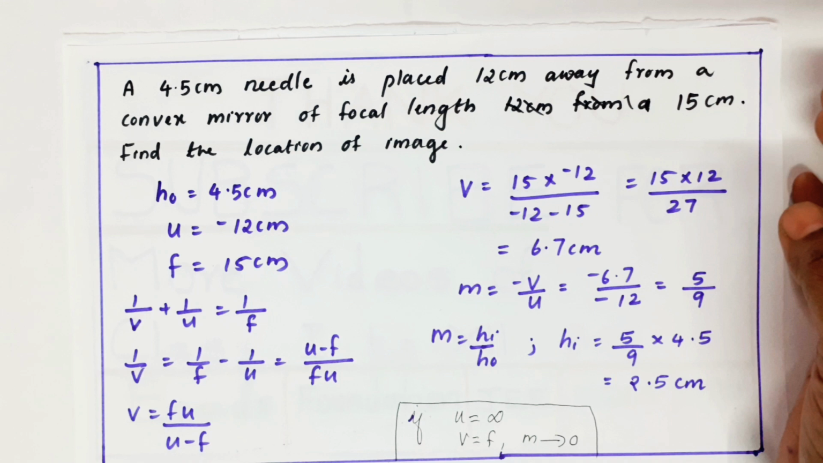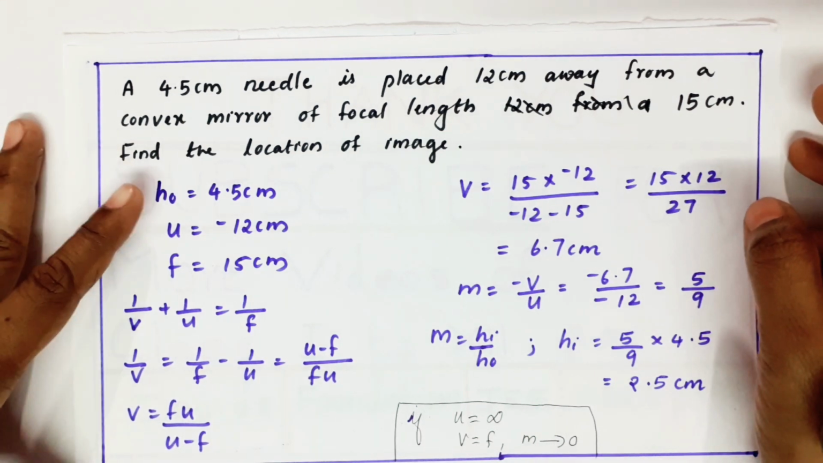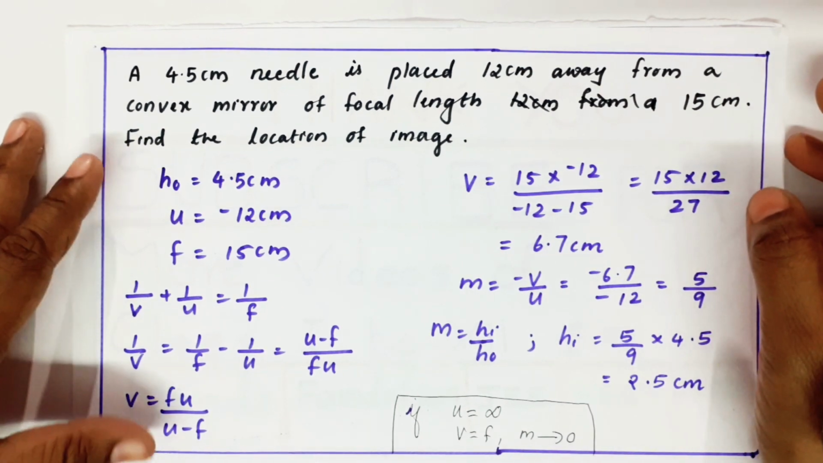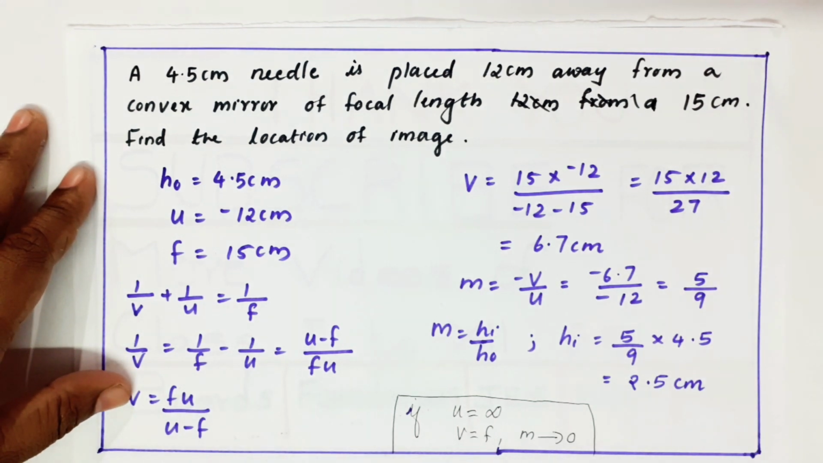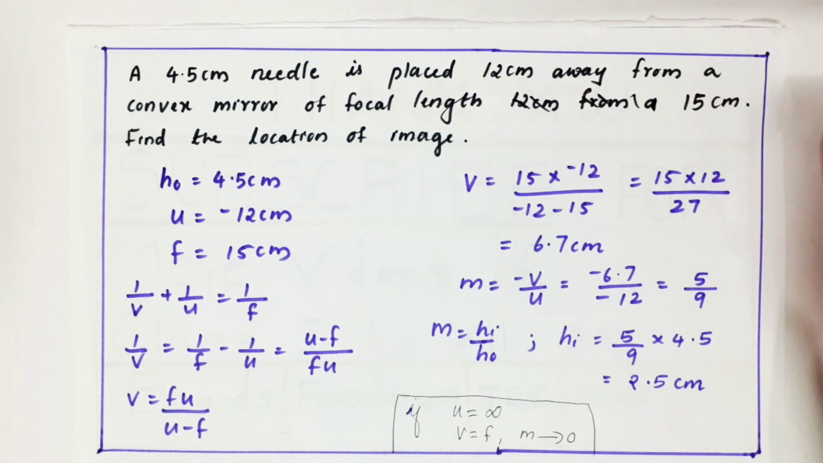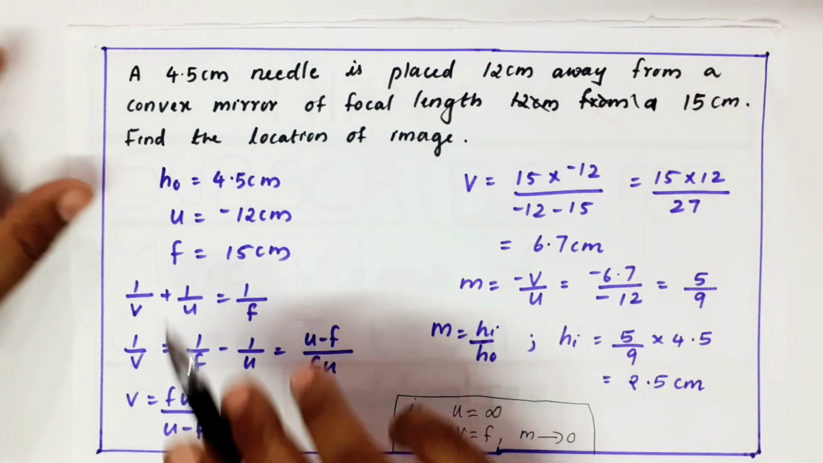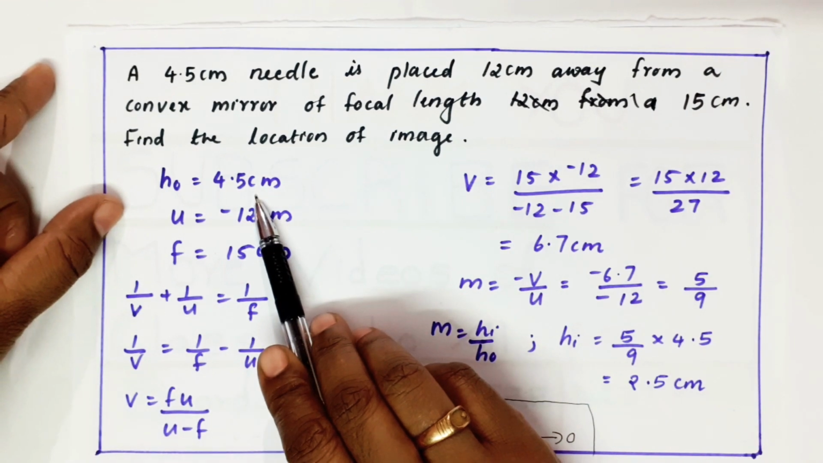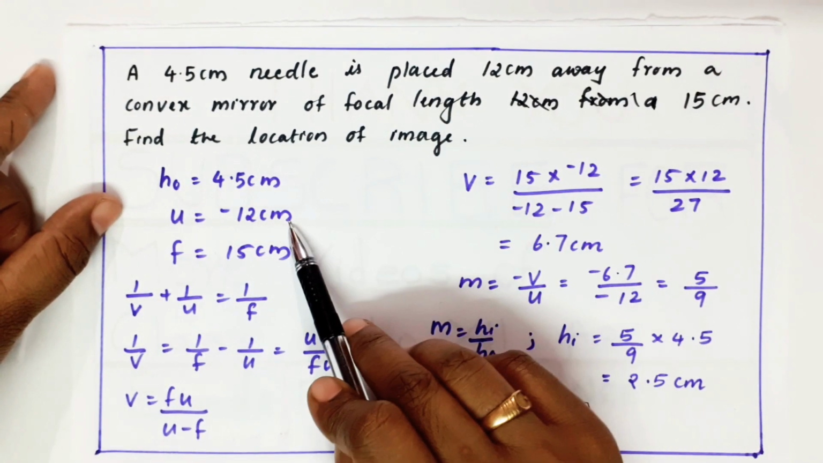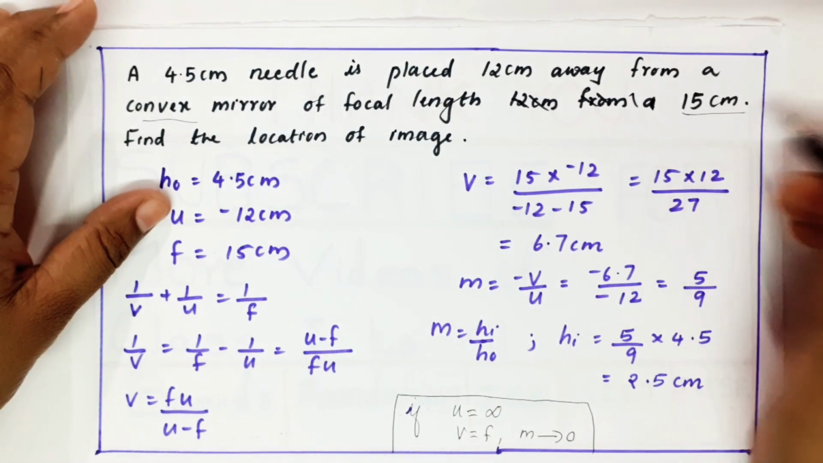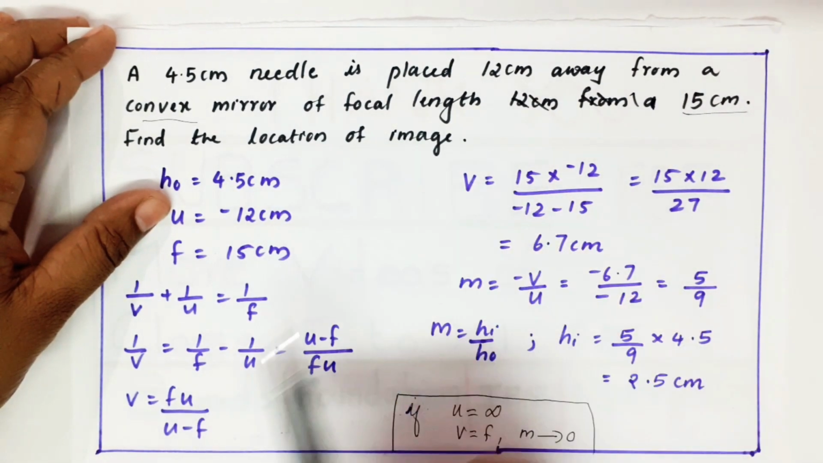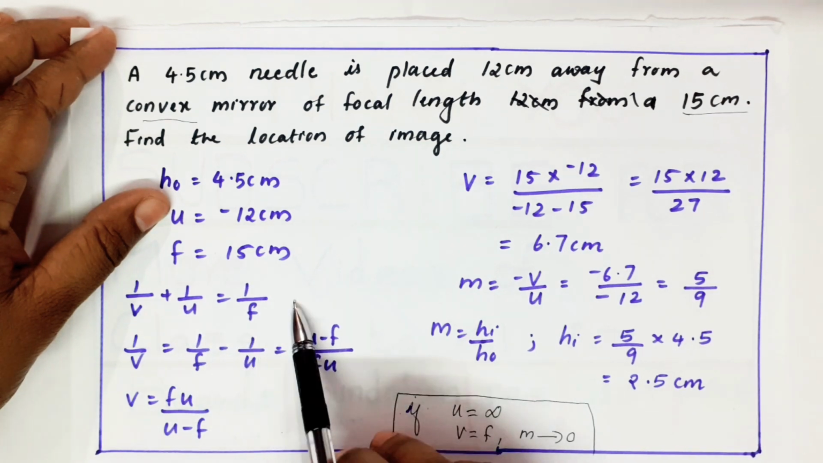Next. This is a simple question only. A 4.5 centimeter needle is placed 12 centimeter away from a convex mirror of focal length 15 centimeter. Find the location of the image. Everything is clear. Height of the object is 4.5, u equals minus 12, and it is a convex mirror, so its focal length is positive. Apply the direct equation 1 by v plus 1 by u equals 1 by f.